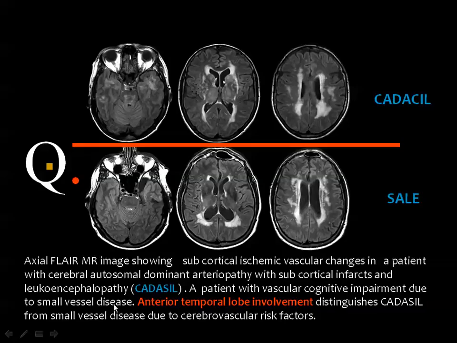The only difference between subcortical arteriosclerotic leukoencephalopathy and CADASIL is the involvement of the temporal lobes in patients with CADASIL, which is an inherited disease that affects patients at a younger age compared to arteriosclerotic encephalopathy. The only difference in imaging is involvement of the temporal lobes, which are not involved in arteriosclerotic encephalopathy until very, very late. Okay?